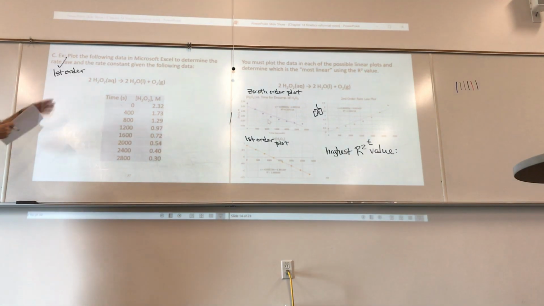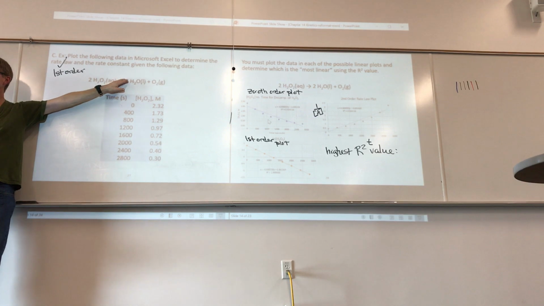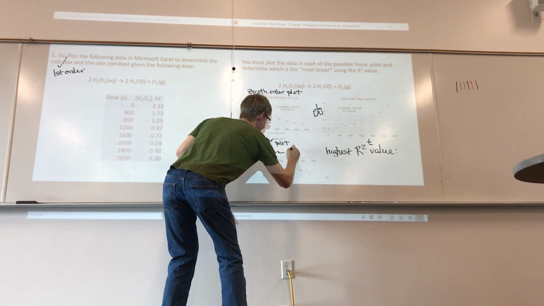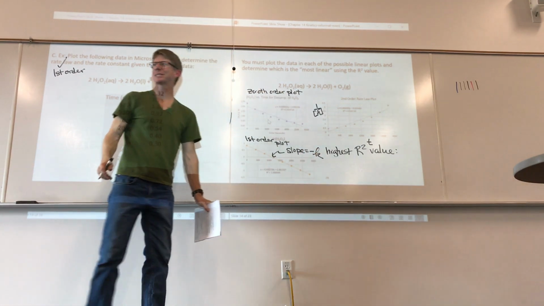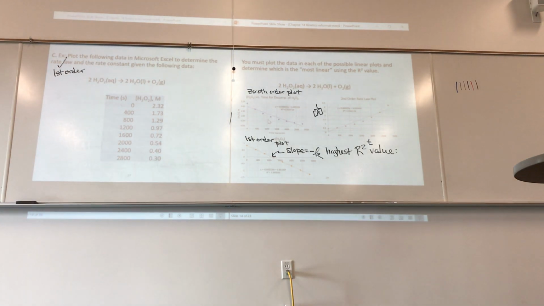Okay, and then rate constant. How do we find the rate constant from that plot? You remember what we said? Slope equals minus k. Now, let me be clear. This equation only has 1 rate law. We are doing 3 plots. 2 of them say this is not the right rate law. Those are the ones that are not linear.